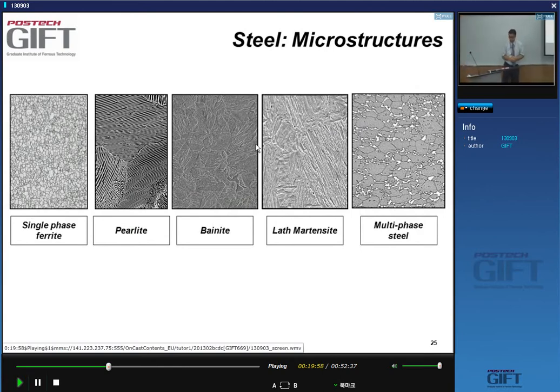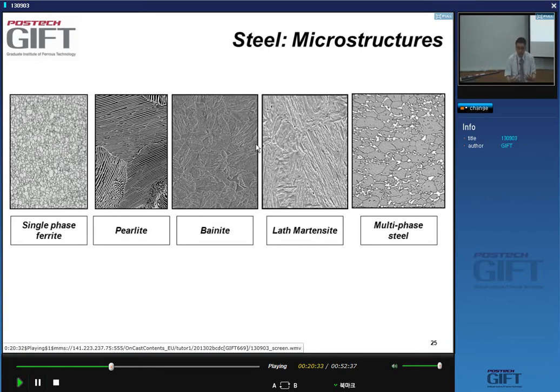That's for the composition. We have many elements that we can use as a toolbox to get some special effects in our steel. Then through alloying, through processing, through thermal cycles, we can get different steel microstructures. And so we have some examples here. On the left, single-phase ferrites, very simple. What you see is just small grains of ferrite.